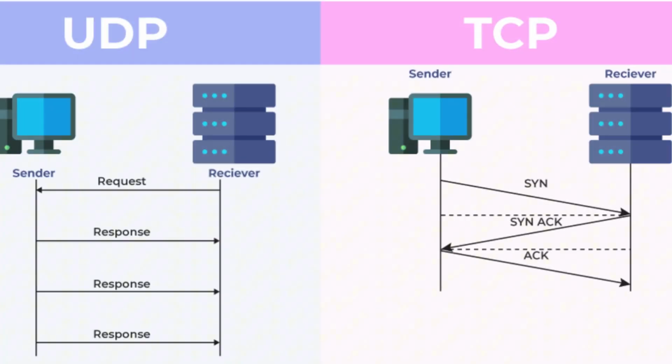So, to sum up the difference, TCP is all about reliability and accuracy, while UDP is focused on speed and efficiency. Both have their strengths and are used in different scenarios, depending on the needs of the application. Now, let's take a look at a few other important protocols that you're likely to encounter in networking.